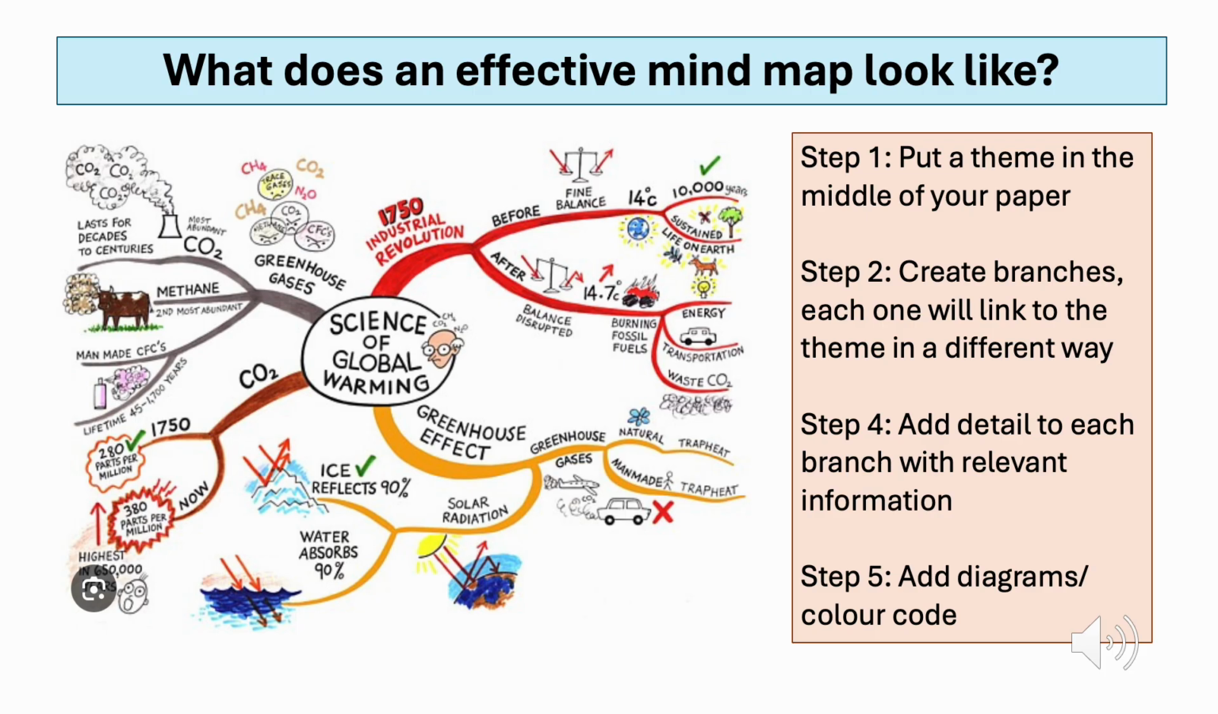Then you're going to create some branches that come off of the theme, and they're going to link in some way to the core theme of your mind map. So for example, with this one, we've got science of global warming, and then we've got greenhouse gases is one of the branches. Step 4 is then you're going to add more detail onto it. So with the greenhouse gases branch, they've then branched off with specific examples of greenhouse gases, and then they have then added diagrams to help kind of bring it to life and make it a bit more easy to digest and read.